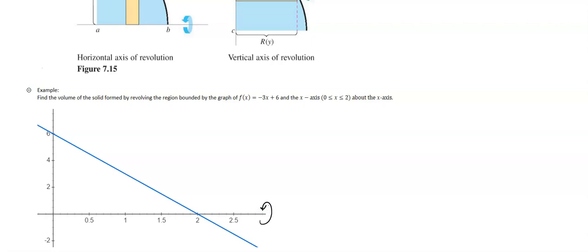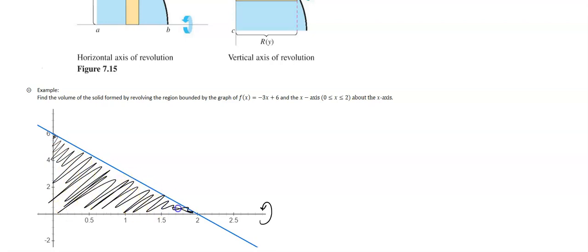And we have the graph of y equals negative 3x plus 6 here, and we're only looking between 0 and 2, so we're basically finding the volume of revolving this triangle about the x-axis, and you can see that that's going to form this nice pretty cone shape. So because I have a horizontal axis, I want vertical rectangles. So I'm going to come in here and just drop a rectangle and kind of think about what that would look like.